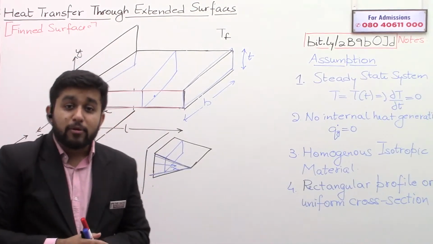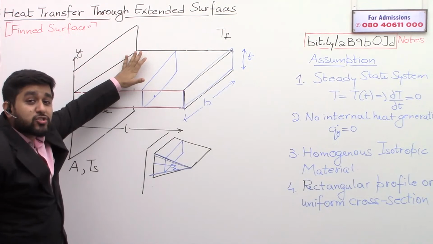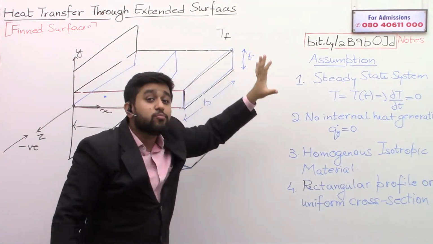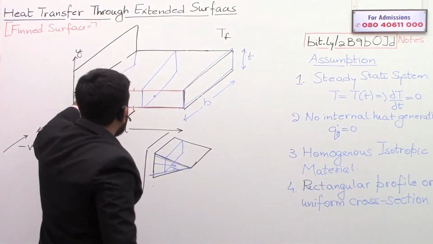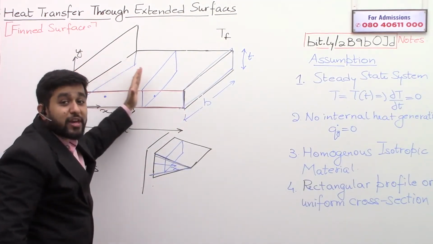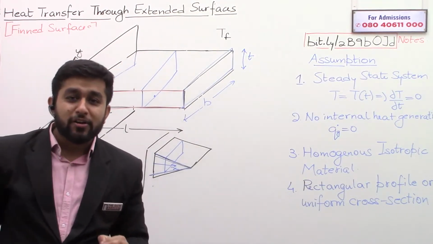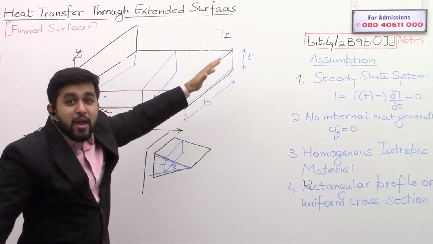So actually what happens is that for the fin surface, the coefficient of convection is less near the base, but the coefficient of convection is more near the tip. So the coefficient of convection is actually varying along the x direction. But that thing also we will not consider. We will consider that the coefficient of convection is uniform entirely.